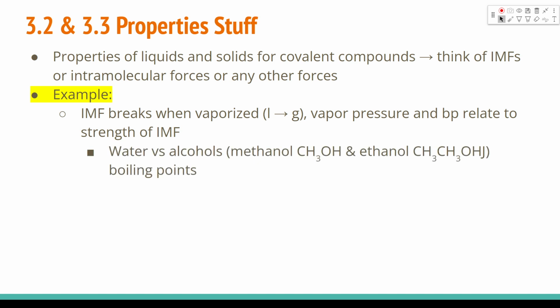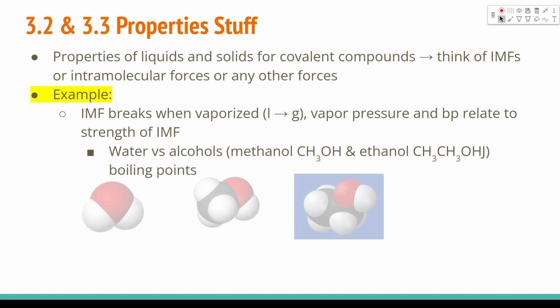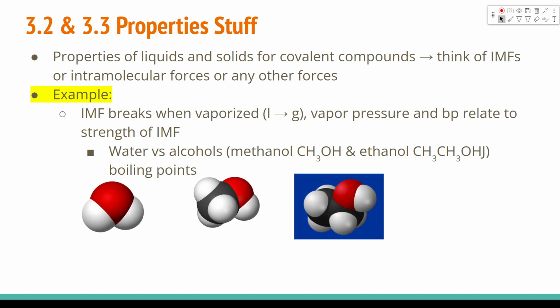So we have three examples real quick. We got water versus two different alcohols. We have methanol with the formula there and ethanol with the formula there. Oh, I put a J there by accident. Whatever. And so if we look at the structures of these, here's water on the left, methanol in the middle, ethanol on the right. The red ones are the oxygens, the white ones are hydrogen, and the gray ones are carbon.